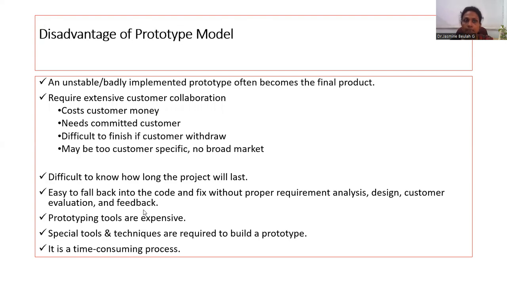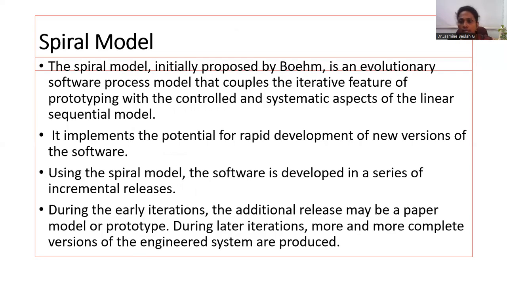A disadvantage of the prototype model is that if you have an unstable or badly implemented prototype, then the final product is also going to be the same. It requires extensive customer collaboration, and whenever you want extensive customer collaboration, the cost also will be higher. It's difficult to finish if the customer withdraws in the middle, and it is also difficult to know how long the project will last. The prototyping tools are also expensive, special tools and techniques are required to build a prototype, and it is a time-consuming process. The next process model is the spiral model.